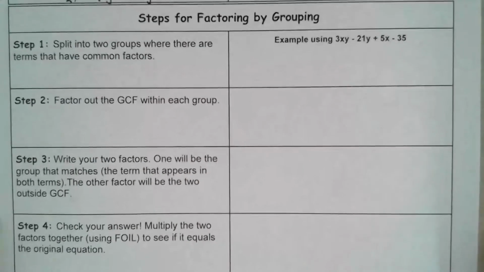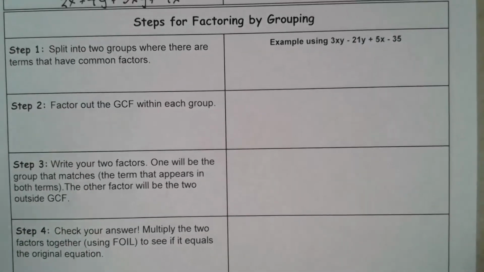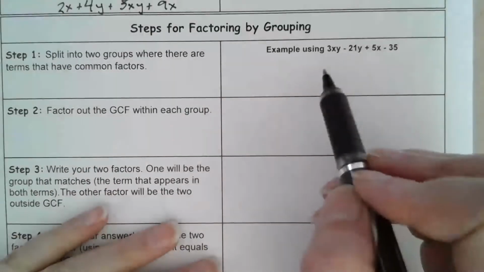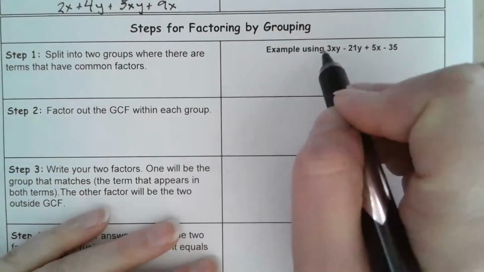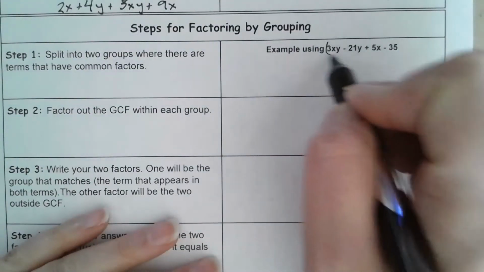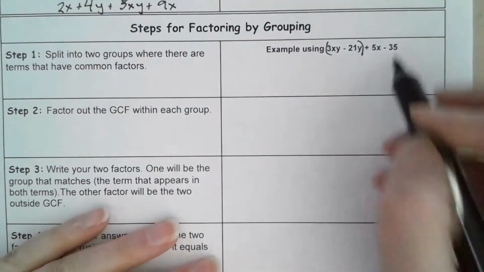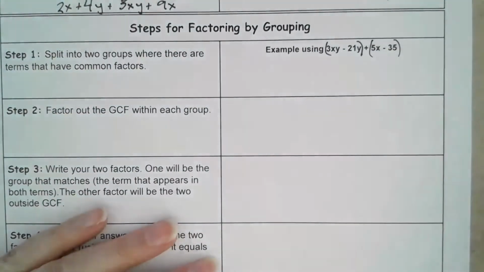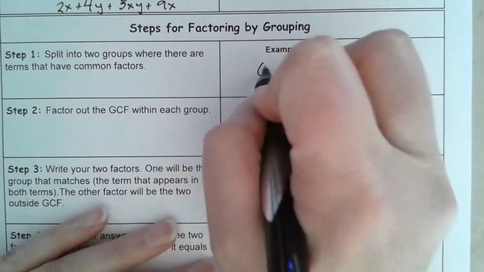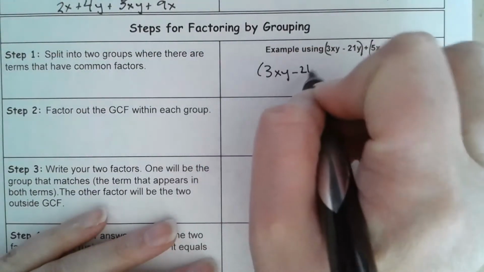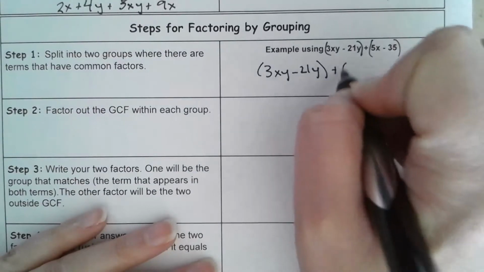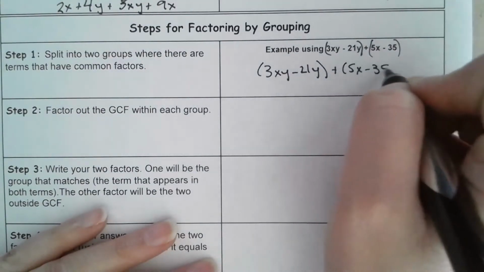Okay, so here we go. Steps to factoring by grouping. First, we're going to split into two groups where there are terms that have common factors. That's a fancy way of just saying, you know what? These both have y's, so let's group these two together. And then let's group the second half together. So I've got 3xy minus 21y plus 5x minus 35.